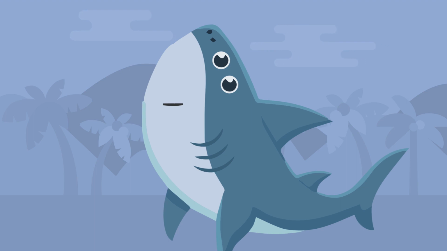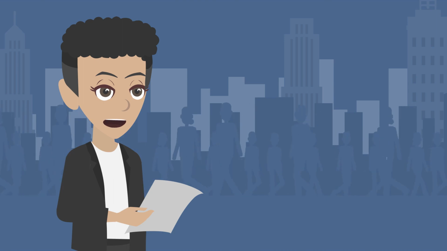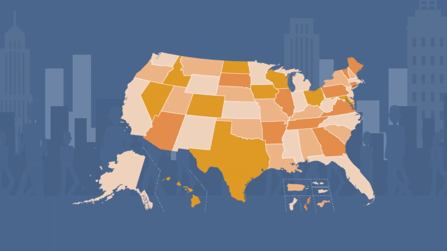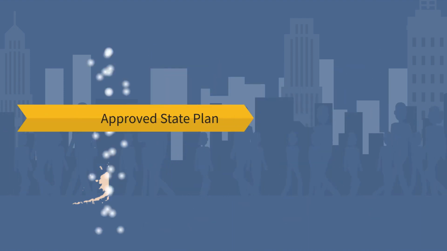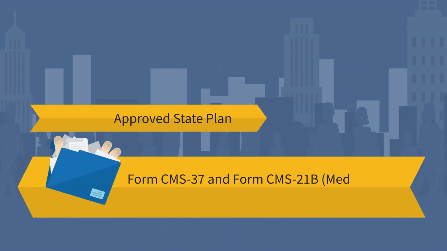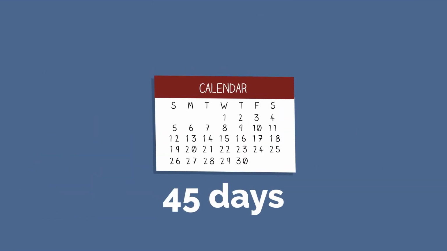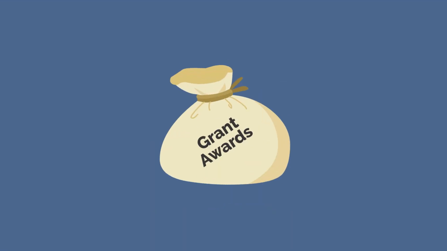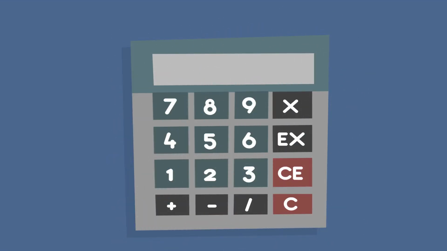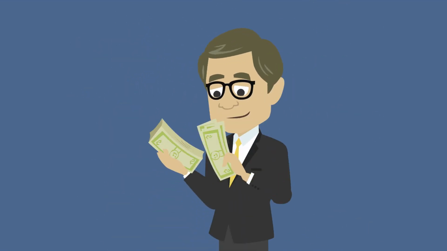Thanks for explaining that. Please tell me how states and territories get these grants? The process to receive these federal funds starts when each state and territory that has an approved state plan electronically submits its Form CMS 37 and Form CMS 21B, Medicaid and CHIP program budget reports, to CMS 45 days before the upcoming quarter. This is called the initial grant award. States prepare a budget of estimated expenditures for services and other program costs, but occasionally may need to submit a request for additional federal funding during that quarter. This is called a supplemental grant award.